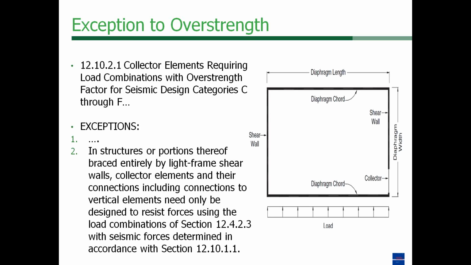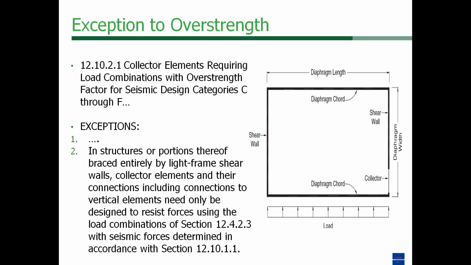So let's shift gears again, talk a little bit about overstrength and one of the exceptions to the overstrength factor, and that's in ASCE 7 12.10.2.1, which has a provision for collector elements requiring load combinations with overstrength factors for seismic design categories C through F. So first of all, let's make sure we understand this is only for seismic design categories C through F. The basic provision requires that collectors and connections of those collectors be designed for load combinations with overstrength.